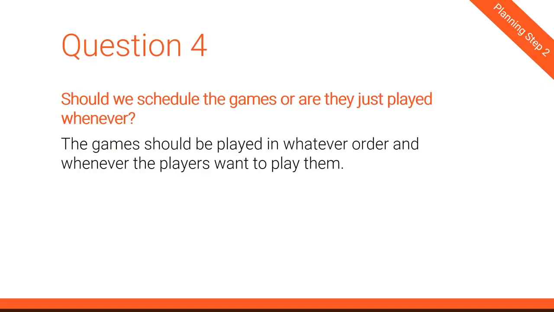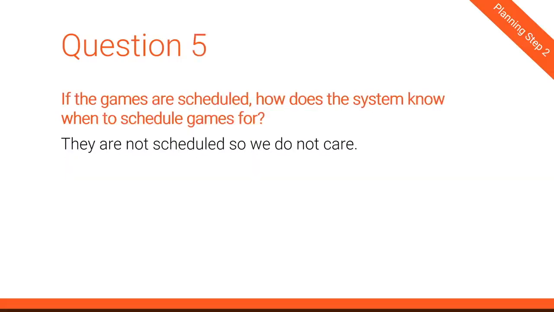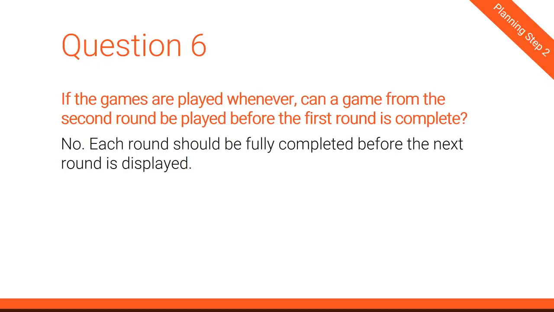Question number 4, should we schedule the games or they play whenever? And the games should be played in whatever order and whenever the player wants to play them. So that answers that question for us. It also is going to answer one of the follow-up questions, and that is question number 5. If the games are scheduled, how does the system know when to schedule the games for? Well, we're not going to schedule it. Therefore, we don't care.